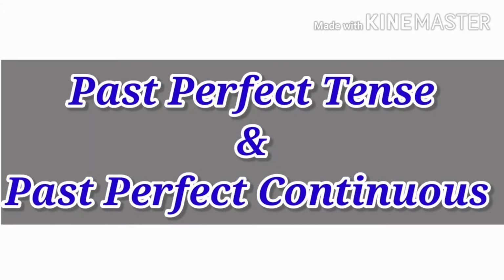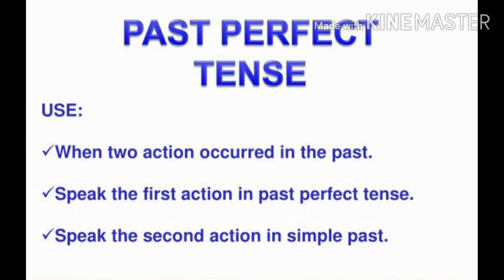Students, today we will discuss past perfect tense and past perfect continuous tense. First, we will start with past perfect tense. Past perfect tense is used when two actions occurred in the past. We use past perfect tense for the first action, and we use simple past for the second action.